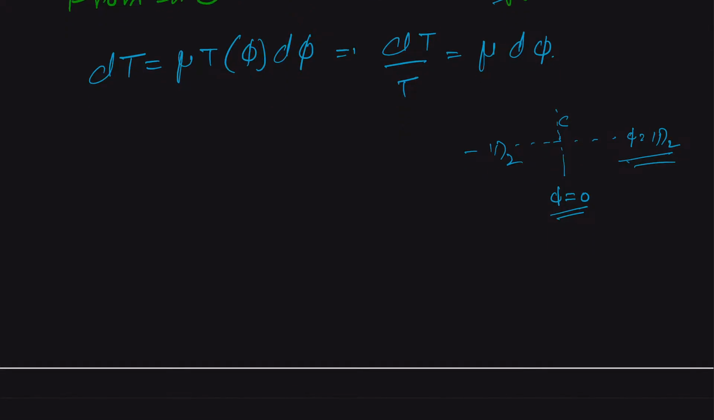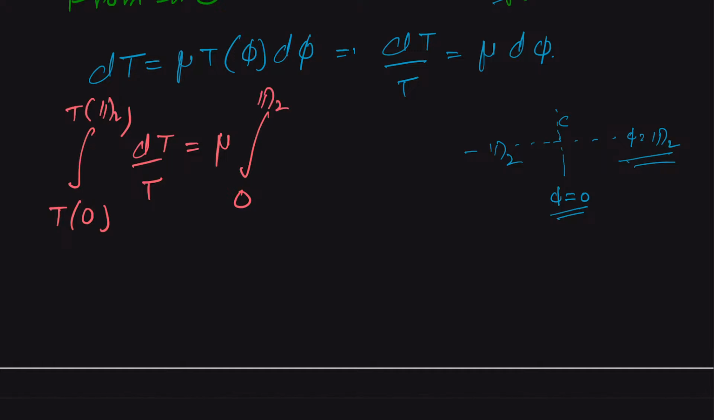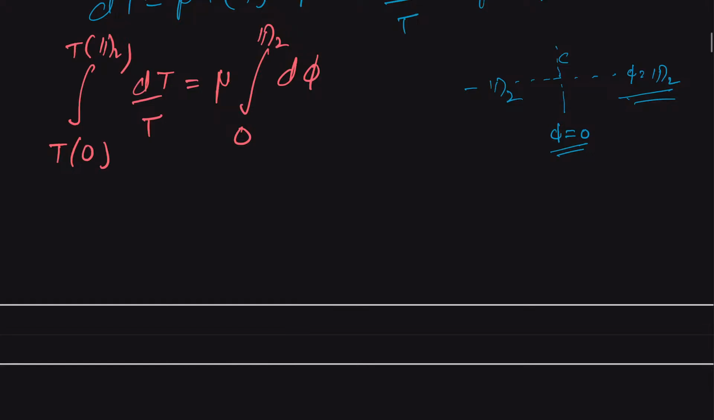Therefore, we can say integrating tension, this will be equal to T of 0, and this comes as tension at pi by 2, dT upon T, equal to mu, and the angle varies from 0 to pi by 2, d phi. And this is quite simple integration.